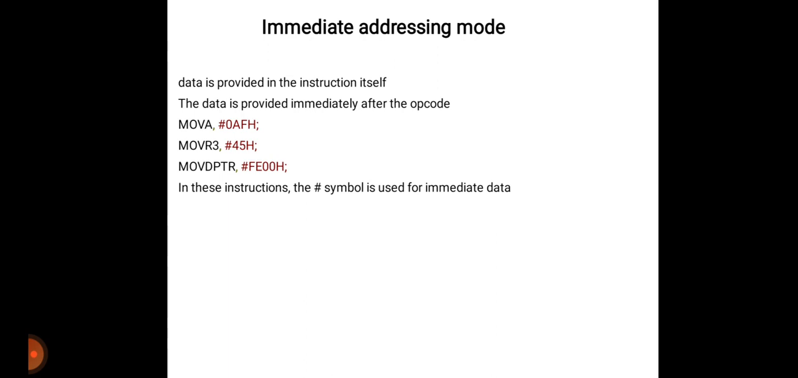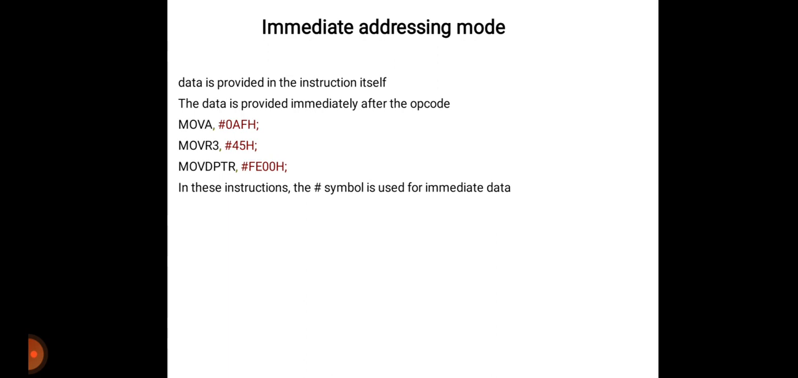First one is the immediate addressing mode. In this addressing mode, the data is provided in the instruction itself. This is the condition for this addressing mode. So the data is provided immediately after the opcode. There are some examples like MOV A, #0AFH.